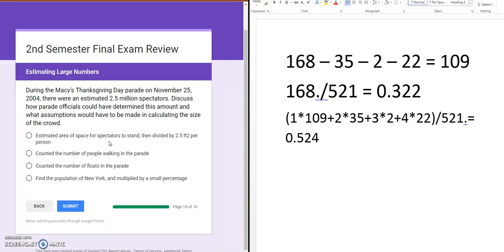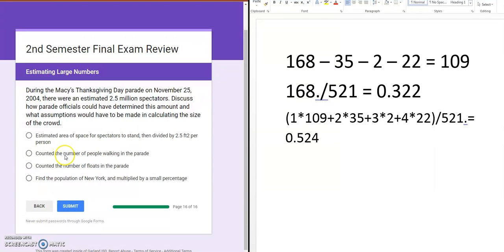And then estimating large numbers. This is something we went over early on in the year. There were an estimated 2.5 million spectators at the Macy's Thanksgiving Day Parade, November 25th, 2004. How could they have determined this amount? They could have estimated the area of space for spectators to stand, then divided by 2.5 square feet per person.